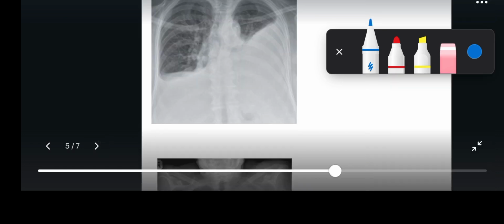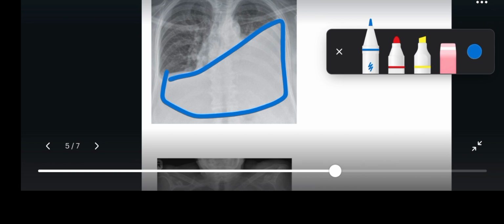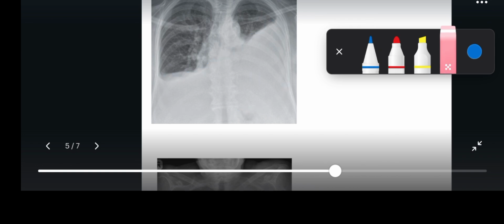We look at this other image. We see this is a homogeneous opacity here. No air bronchogram. We cannot visualize the costophrenic angle and the hemidiaphragm, and the other hemidiaphragm cannot be visualized, and the costophrenic angle is not visible.